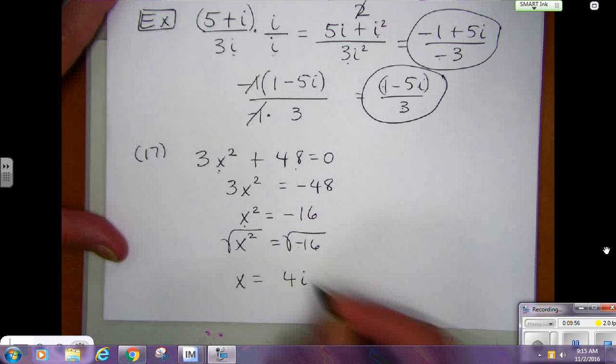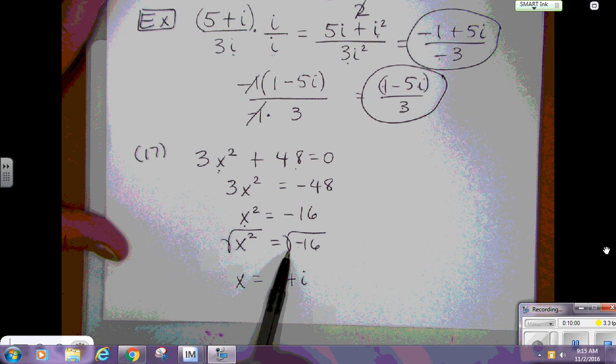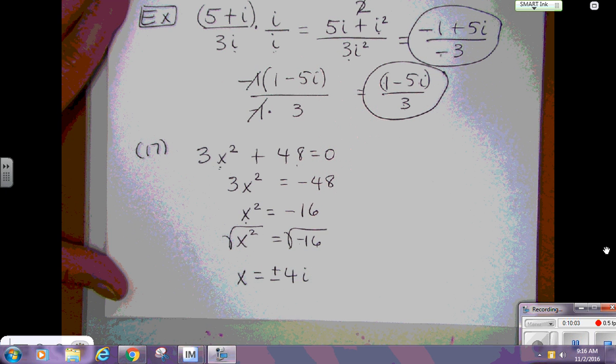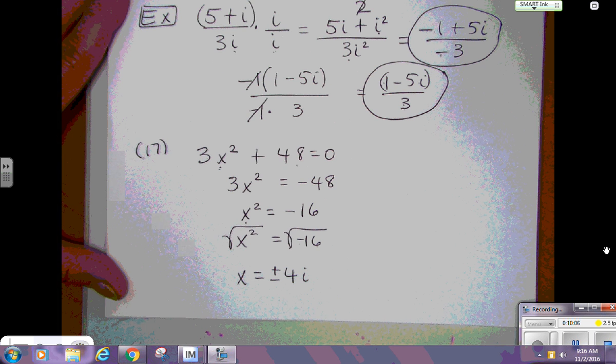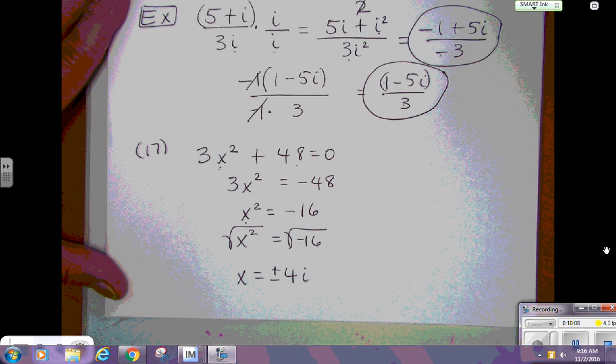Now one thing about this, since you're taking the square root to solve for x, you have to put plus or minus for your answer because it could be a positive 4i, it could be a negative 4i.